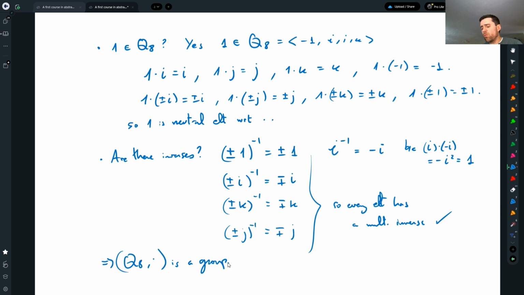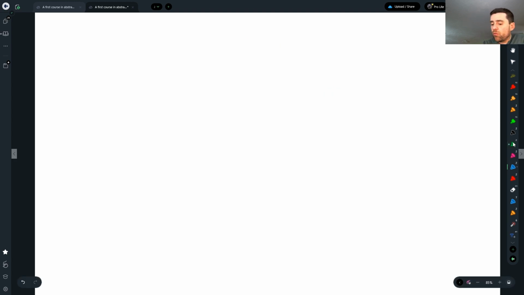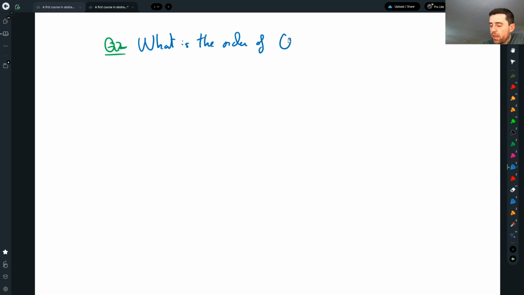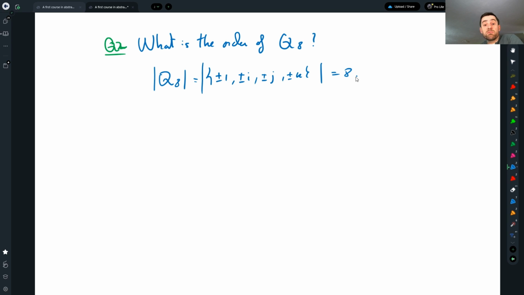Okay. What other things have we learned about? We've learned about the order of groups. What is the order of Q8, which is the number of elements? We know that Q8 is plus or minus 1, plus or minus I, plus or minus J, plus or minus K. So there are precisely 8 elements. This will come in handy when we do examples with Q8 about Lagrange's theorem. So we see that the size of subgroups divides the order of the group.